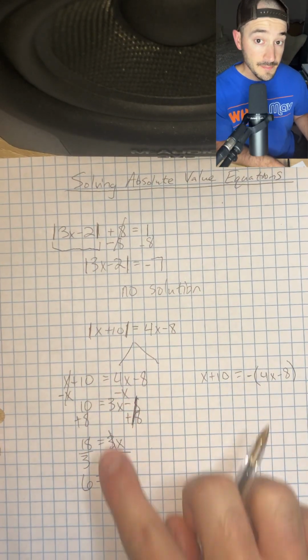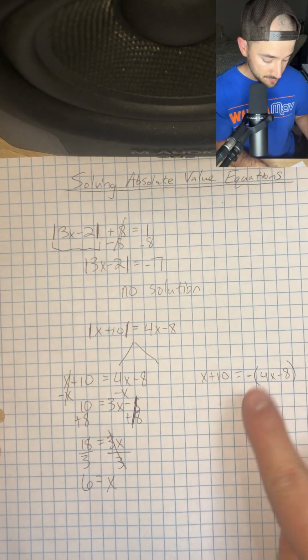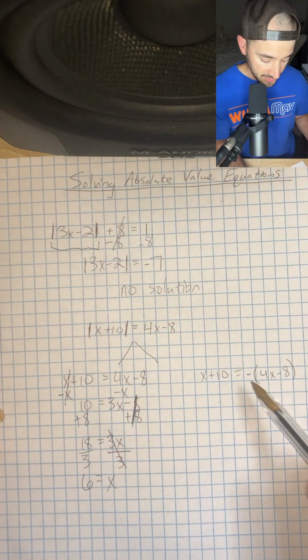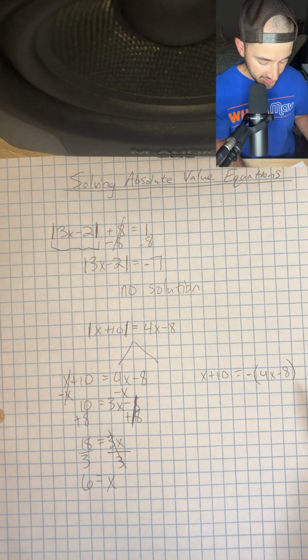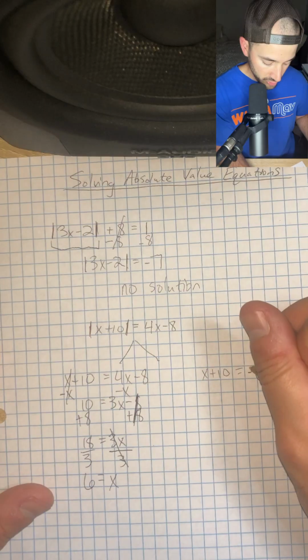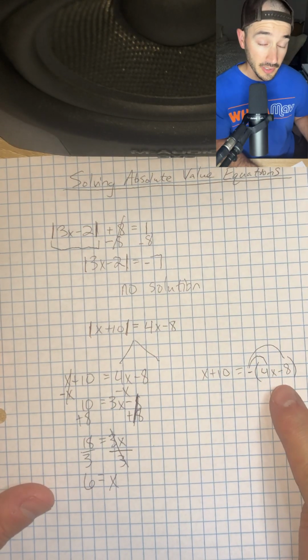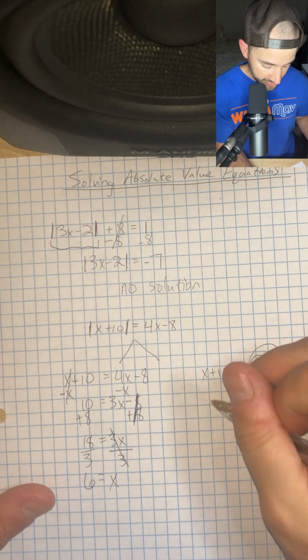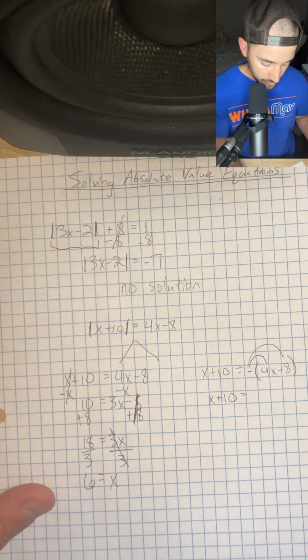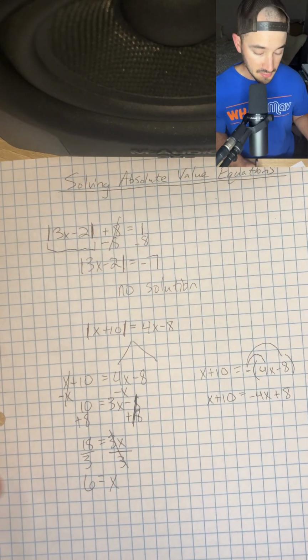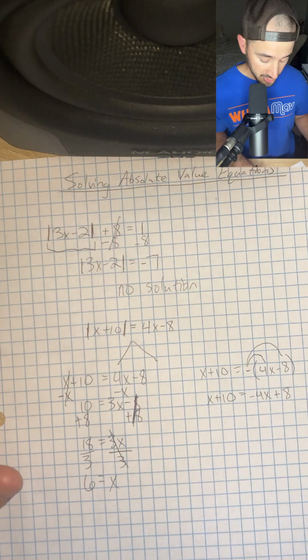So we solved this part of it. Now let's move over to the right side. So now we have x plus 10 equals negative parentheses 4x minus 8. Let's go ahead and distribute this negative sign to both terms inside the parentheses. So we're going to rewrite it as x plus 10 is equal to negative 4x plus 8. We just flip the sign of both of them. Now we're going to solve it.